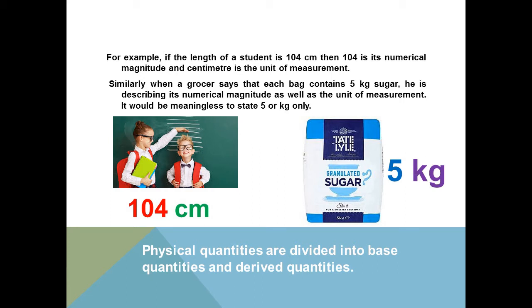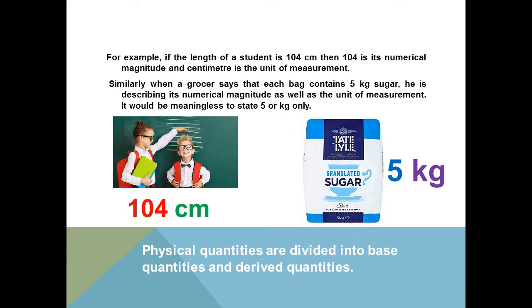Here in the first picture you can see the length of a student is 104 cm. If we say that the length of a student is 104, then what does it mean? It is meaningless. Or if we say that the length of a student is centimeter, then it would also be meaningless because both unit and magnitude combine to form a physical quantity.